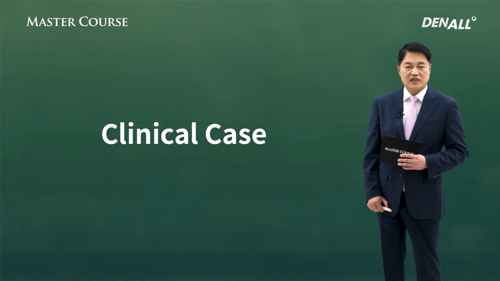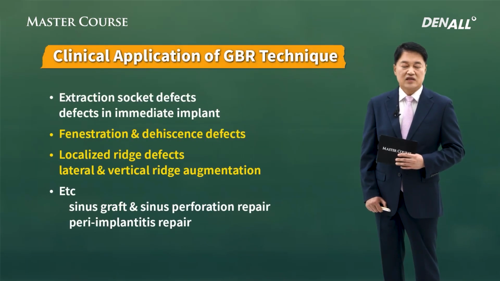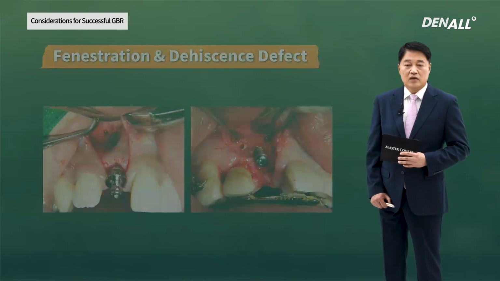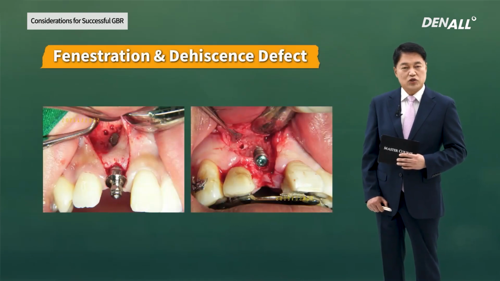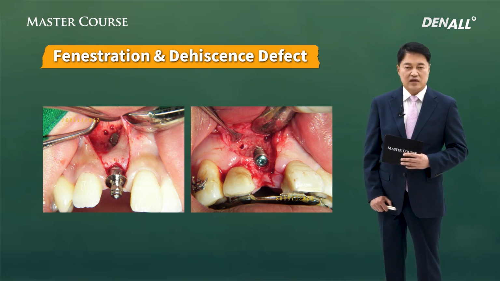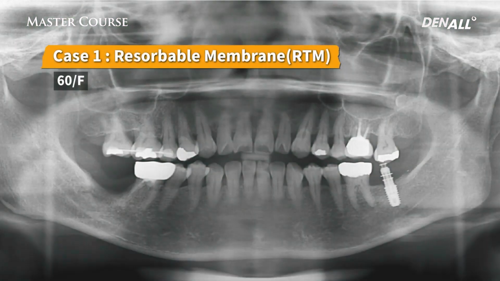I cannot show you everything, so I'm going to talk about fenestration, dehiscence defect, and localized ridge defect cases of which I did GBR. On the left, on the apex, you can see that there's a defect. This is a fenestration defect. And the defect on the coronal side is a dehiscence defect. The prognosis is better in fenestration defect, and it's more difficult to treat dehiscence defect.